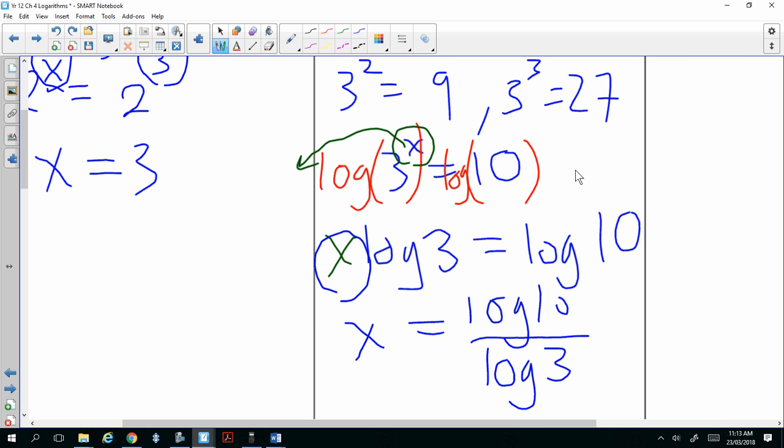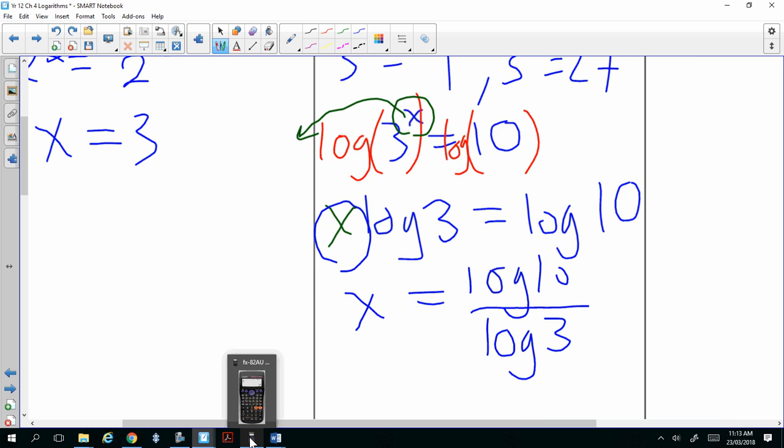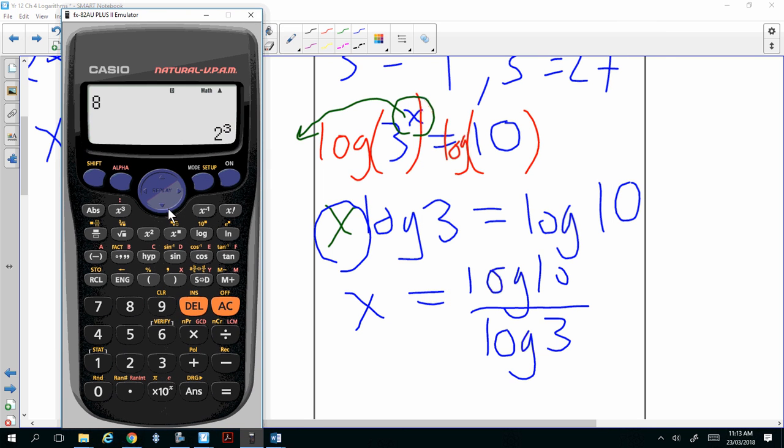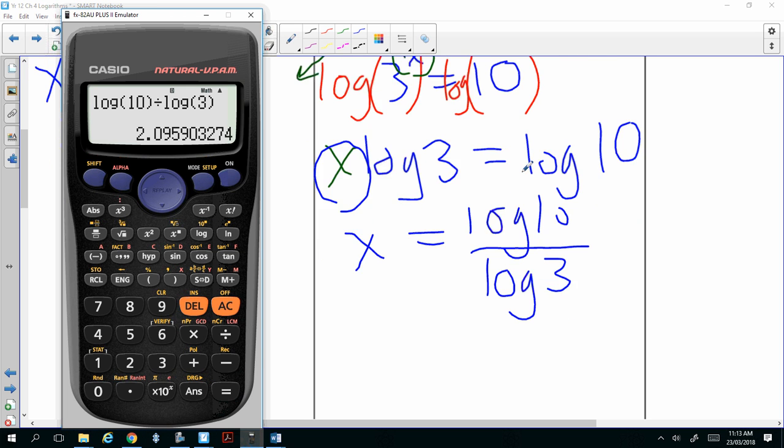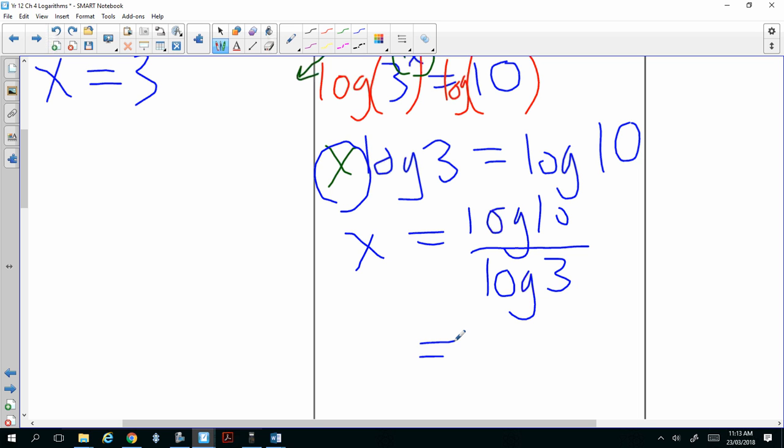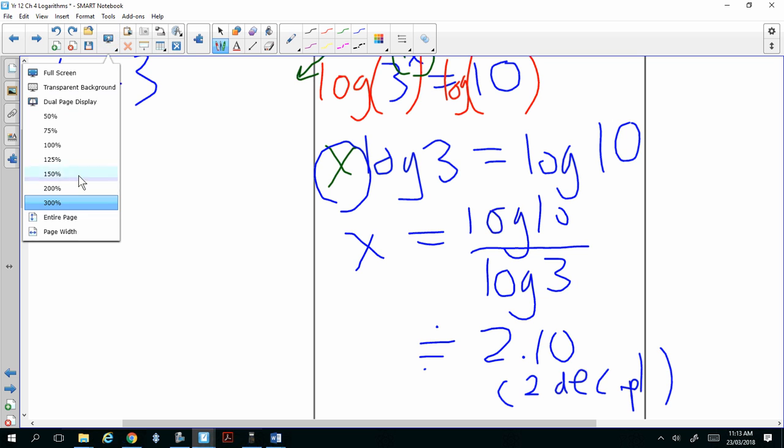Now how do we solve this? You just have to press the button on your calculator. Press log 10, close bracket, divide by log 3. Correct to 2 decimal places, so you write x equals 2.10, correct to 2 decimal places. All right, good. Any questions? So we now know how to solve this.